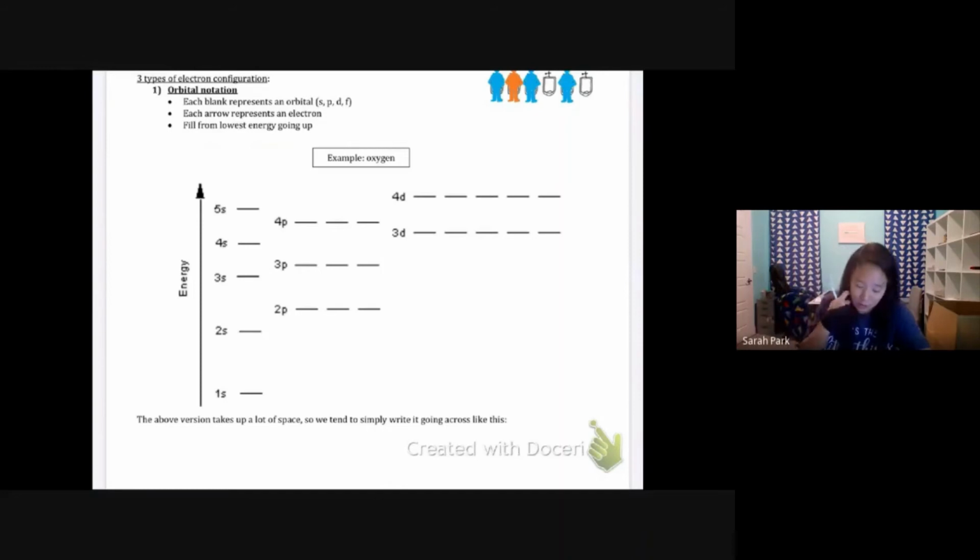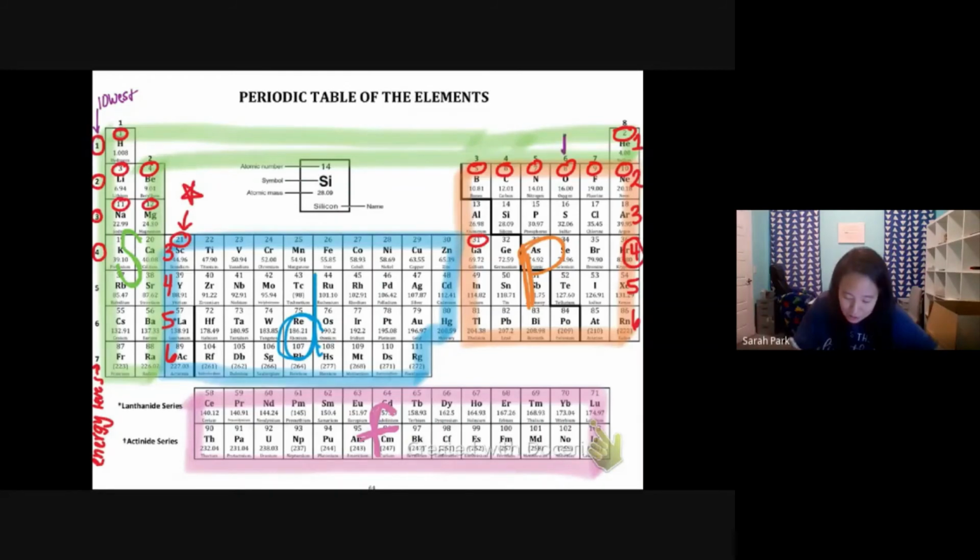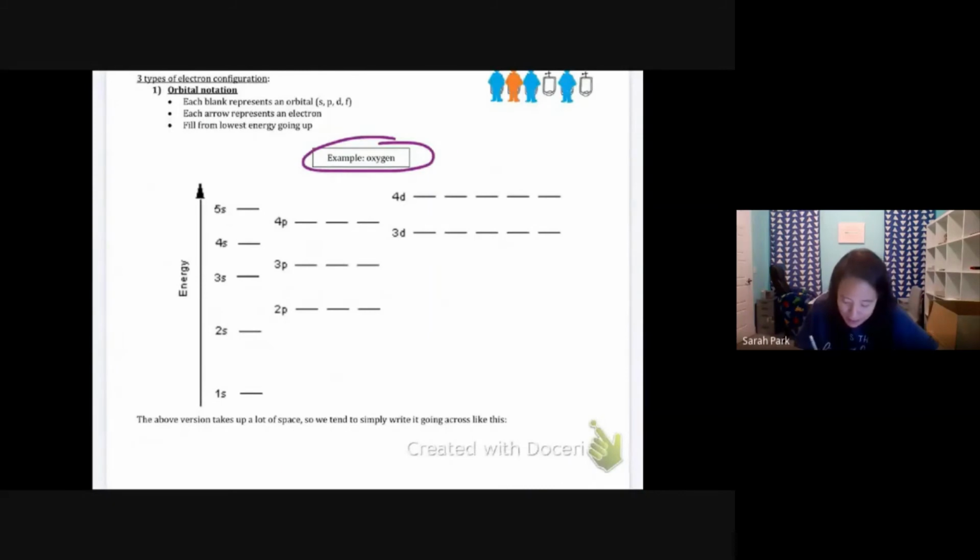Let's start with the question. The question tells us to draw out oxygen. In order to do this, we need to know how many electrons oxygen has. If we go back to our periodic table, oxygen is right here. It has 8 electrons, so I'm going to make a note to myself. Earlier in the notes, we said we need to draw 8 arrows. Arrows represent electrons, so for every electron, we need to draw an arrow.